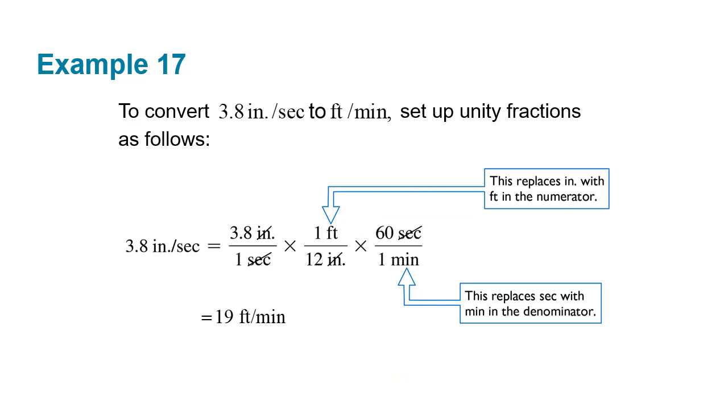All right, convert inches per second to feet per minute. It's no different, right? You set up every unity fraction so that whatever you're trying to cancel out gets canceled out, and you leave behind what you want. So the seconds cancel, and when you're done, you have feet per minute.